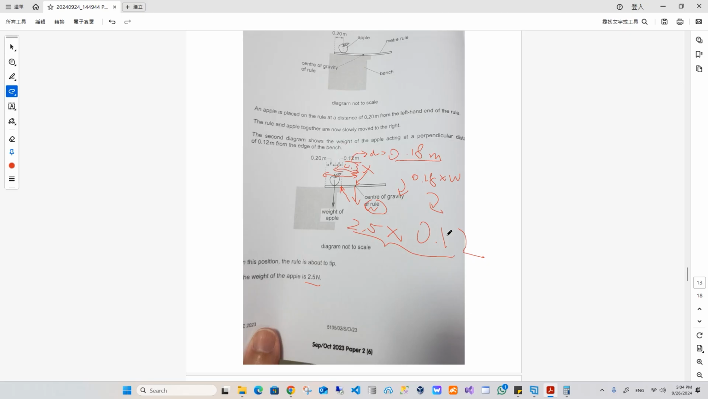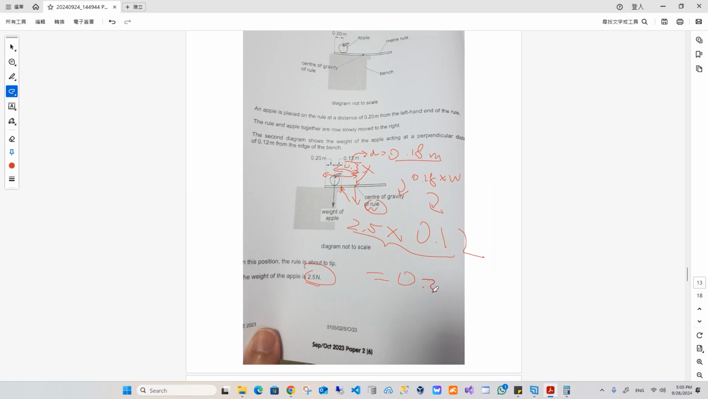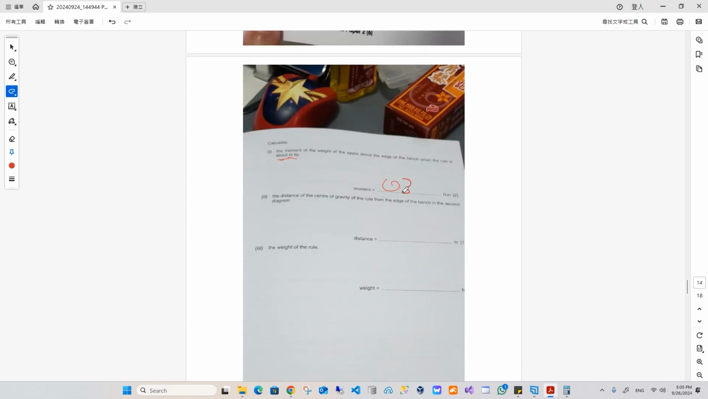This is the 0.12, and 2.5 is the weight of the apple. So 2.5 times 0.12 is 0.3 Newton meter. Okay, that will be the anti-clockwise, and the clockwise also has to be 0.3 Newton meter. It's written, so I don't have to write again.